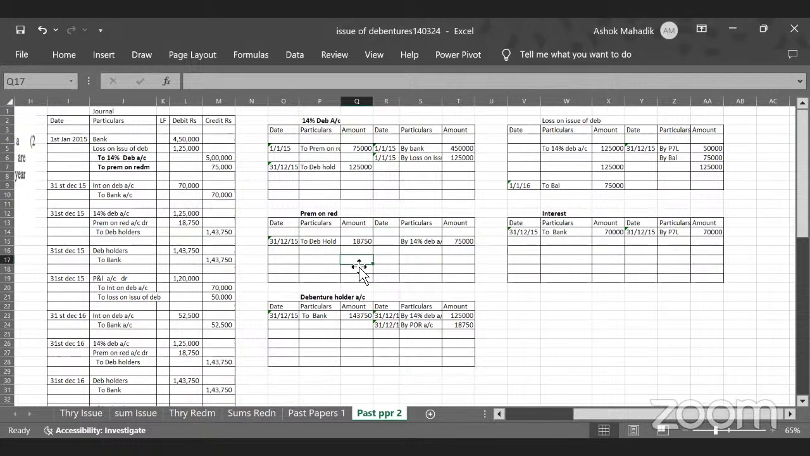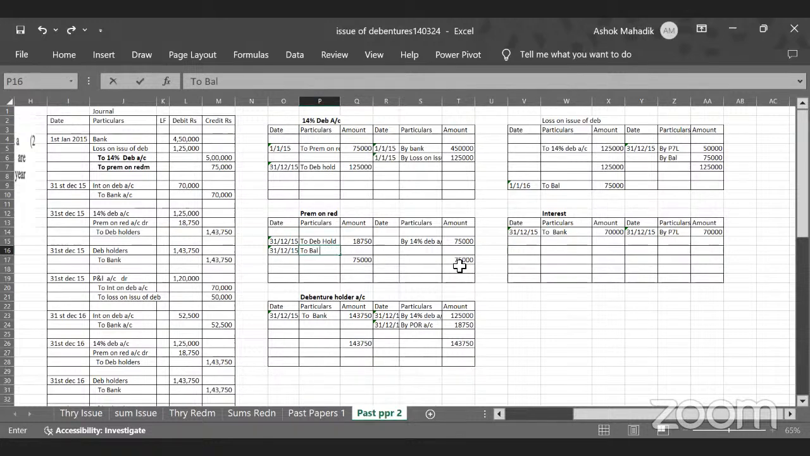Now let us close the other accounts. Debenture holder account will get closed because same amount was due and it is being paid fully. Okay. Then premium on redemption. 75 is the heavier amount. So first write 75 on both the sides. Then find out the balance. We'll write on 31st December obviously.